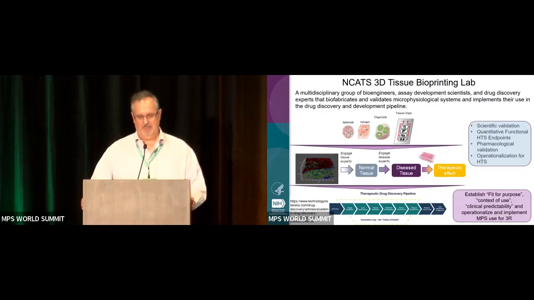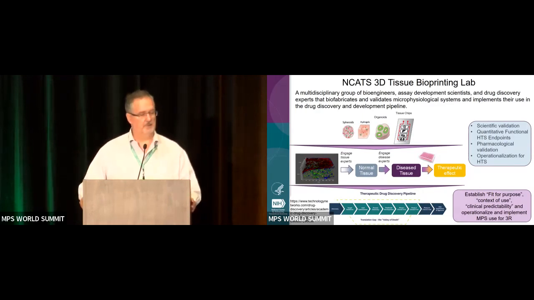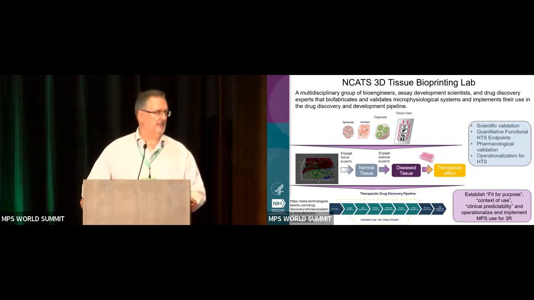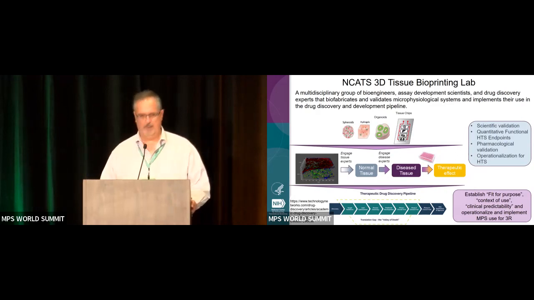Again, I mentioned the pharmacological validation, and also something that came up this morning in terms of operationalization for HTS: the scaling up process, assessing the robustness, the variation from well to well, the variation from plate to plate, so we can really use these platforms as drug screening platforms. At the end of the day, our goal is to implement these platforms in the drug discovery and development pipeline, to help make better go, no-go decisions when compounds are selected during the process.